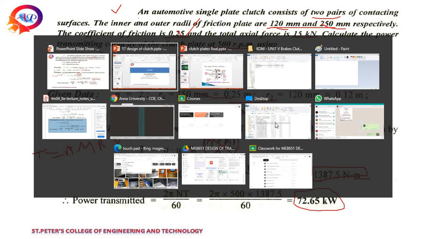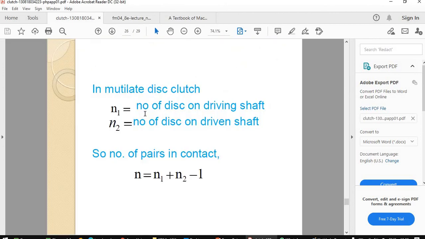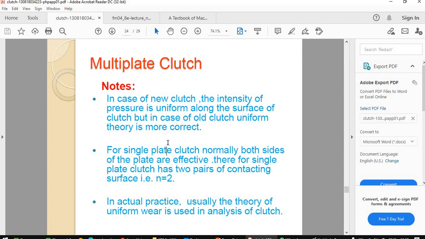Then you may be confused about which one to use for this design: how can I use uniform pressure theory or wear theory, what will be the condition? This is the general condition. If you look at a multiple plate clutch, a new clutch, or if you are going to design a new clutch, use the assumption that the intensity of pressure is uniform along the surface of the clutch. In this clutch you can take uniform pressure theory. But in case of a clutch that we keep using a lot, at that time you can usually use wear theory. Is that clear? For a new clutch, what do we design? We use pressure theory. In general, whatever we design is actually new.